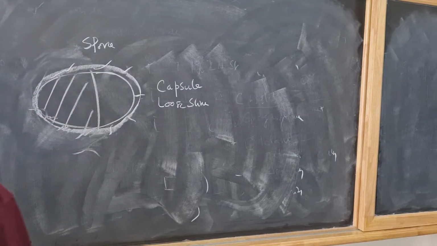When it is well formed, it is called a capsule. When it is not well formed, it is called loose slime or slime layer. Capsule is a protective covering of the bacteria. It protects against phagocytosis. Phagocytosis is one of the non-specific defense mechanisms.